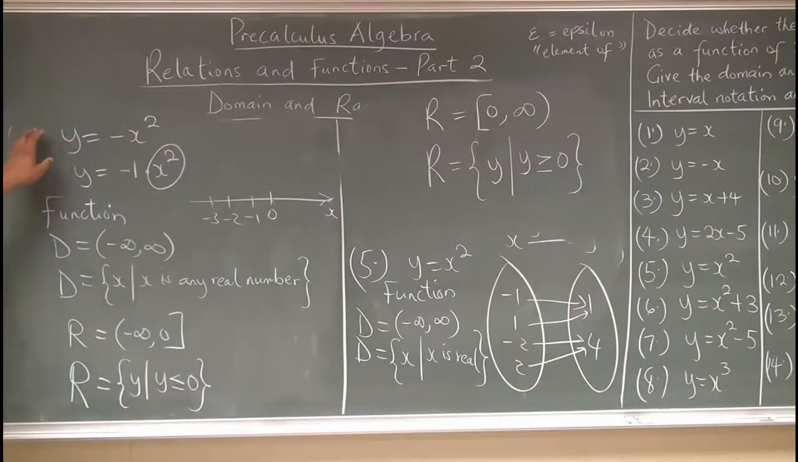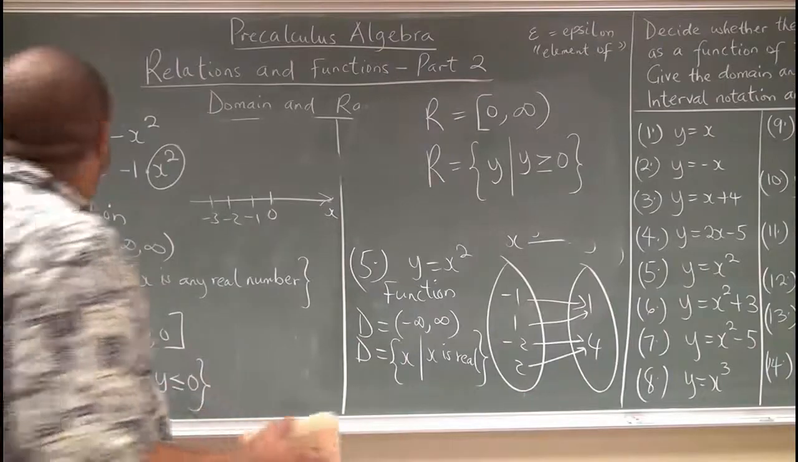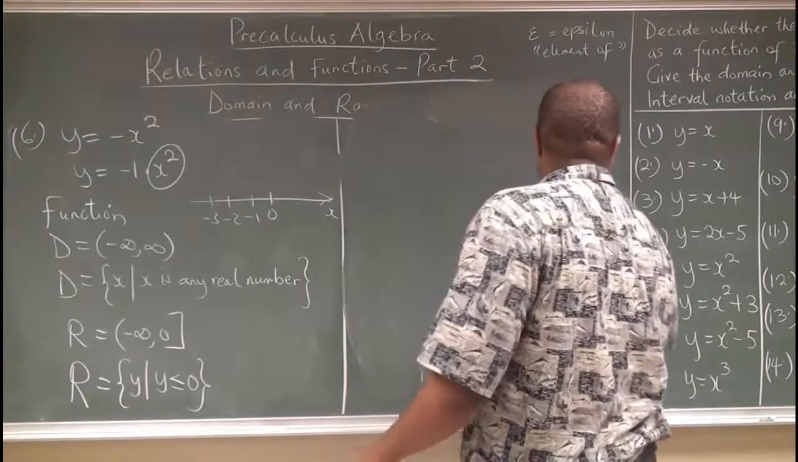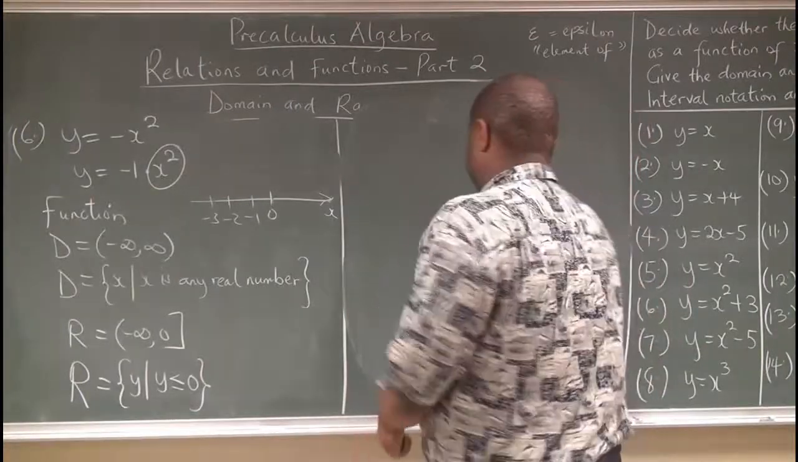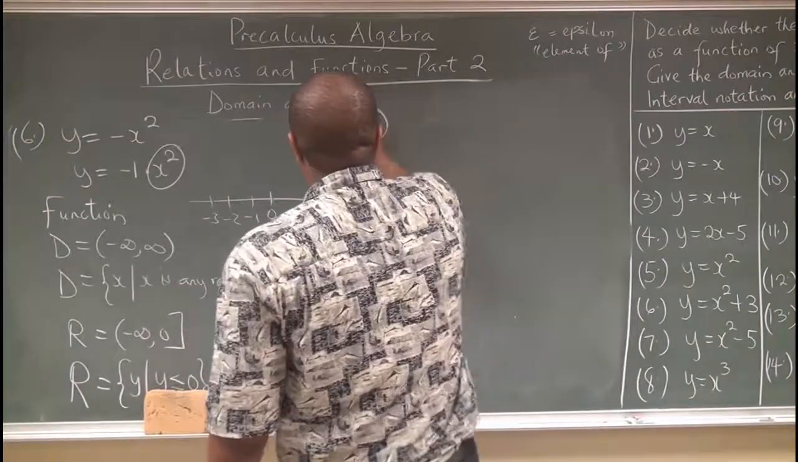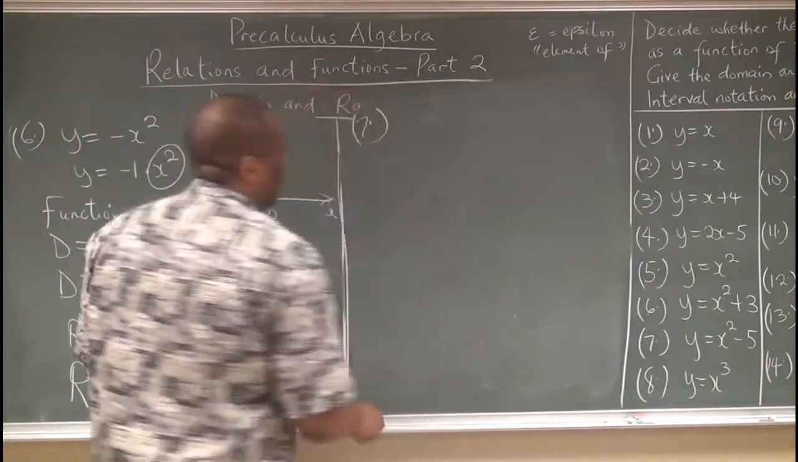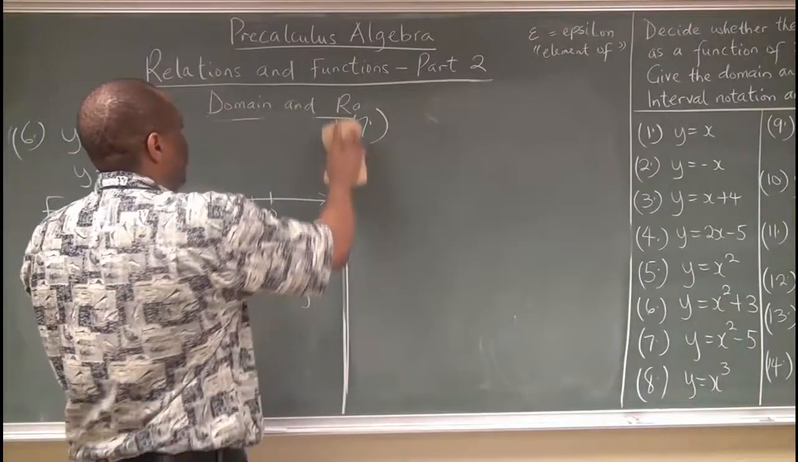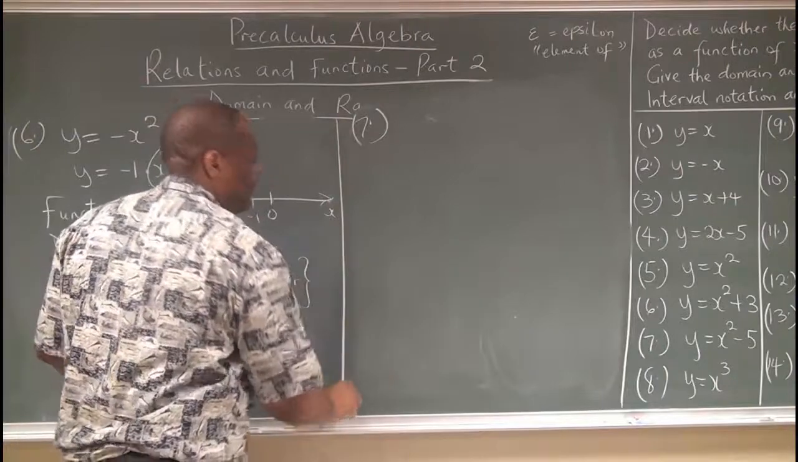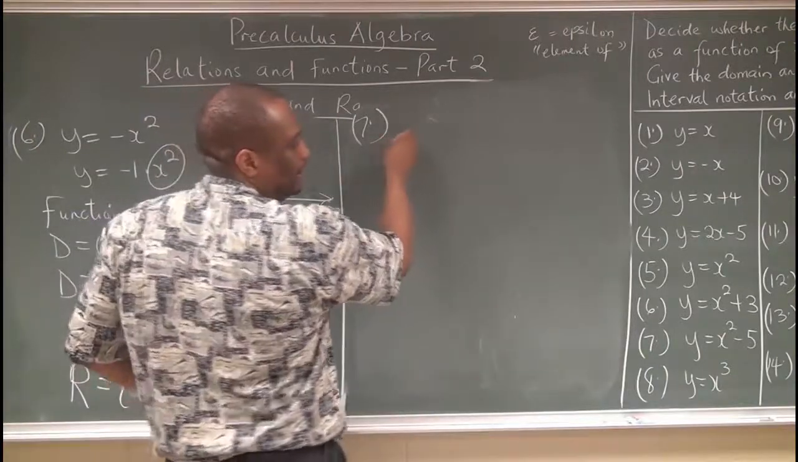You can call this number 6. We can call it number 6. And then number 6 becomes our number 7 and the rest of them. Okay, let's go to number 7. Let's now do that as number 7. Our number 6 becomes our number 7.